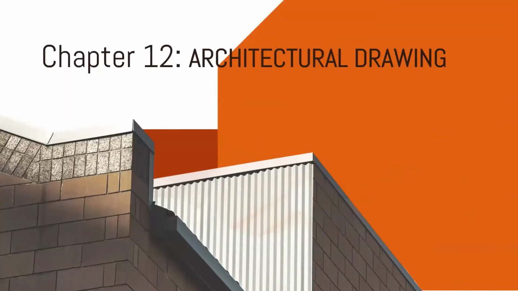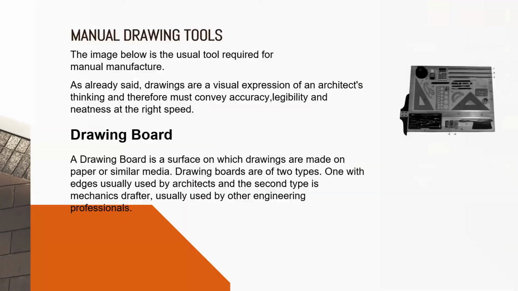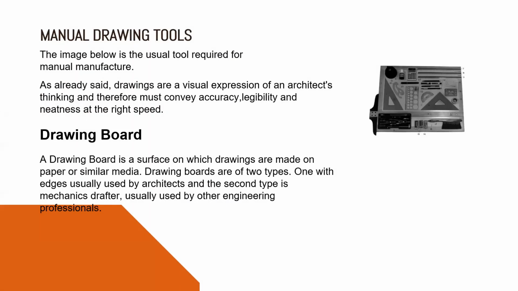Chapter 12, Architectural Drawing. Manual Drawing Tools. The image below shows the usual tools required for manual drawing. As already said, drawings are a visual expression of an architect's thinking and therefore must convey accuracy, legibility, and neatness at the right speed. Drawing board.